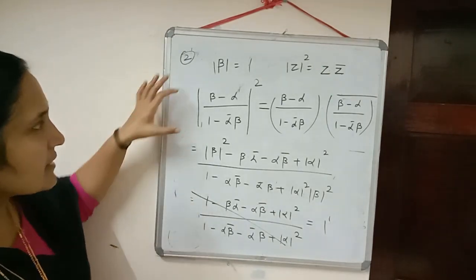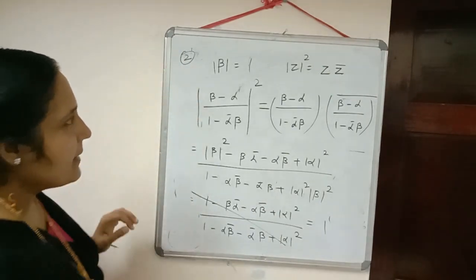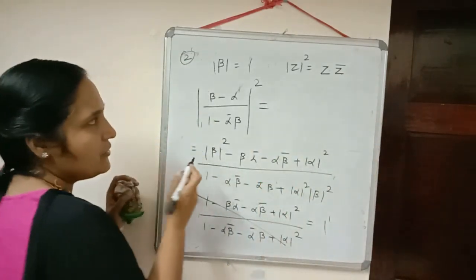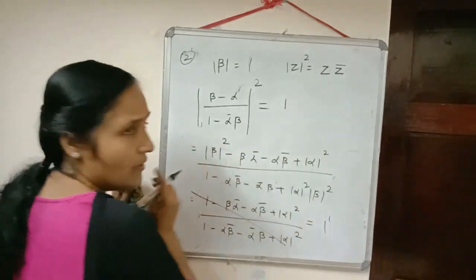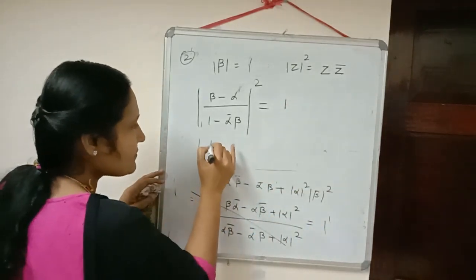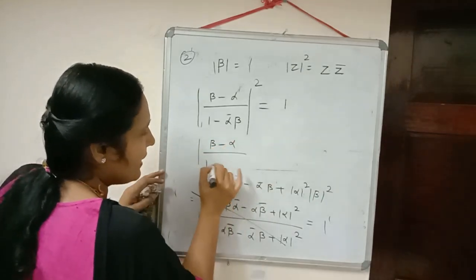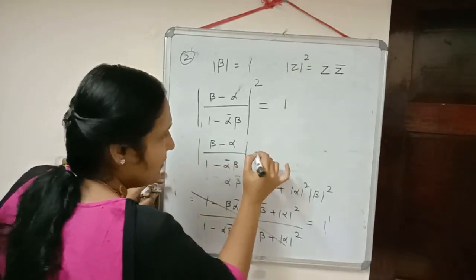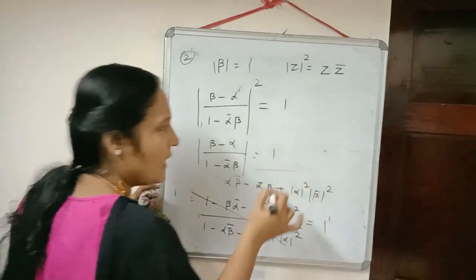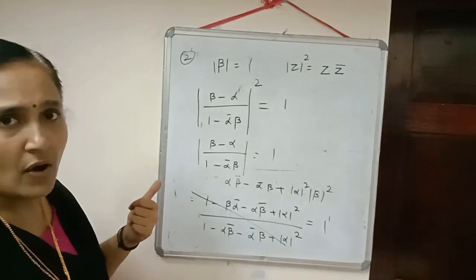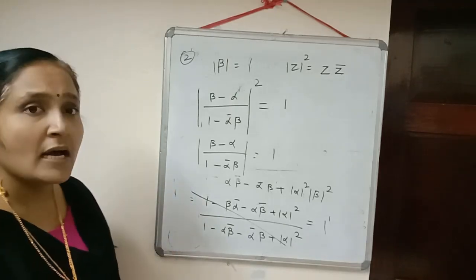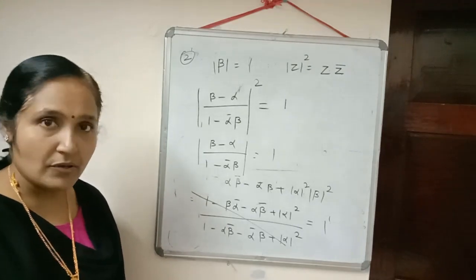So we got the answer of modulus of beta minus alpha by 1 minus alpha bar into beta the whole square is equal to 1. So we have to calculate mod beta minus alpha by 1 minus alpha bar into beta. So we will take the square root, and what is square root of 1? 1. So its value is equal to 1. So this type of question requires some practice there. So all of you just try to do this question by yourself.